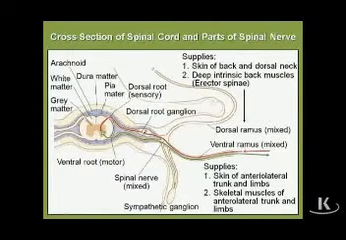It simply means that there are cell bodies there. And as we go through our discussion of the body, we're going to encounter different ganglia in different places, and they're going to be different from one another. They're not all the same.